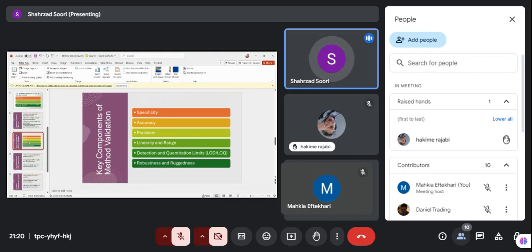The fourth one is linearity and range. Linearity means results should be proportional to the analyte's concentration. All of our lab colleagues note that linearity is really important. Method validation probes the linearity of any lab result for any drug or any lab test that we want to validate. The range defines the boundaries within which the method performs reliably.